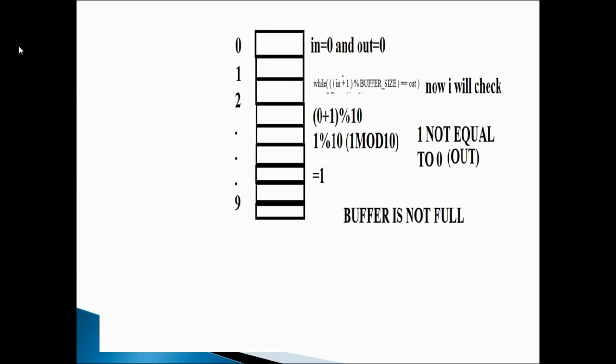See here, what is the in value? 0. 0 plus 1 modulus 10: 0 plus 1 is 1, and 1 modulus 10 is equal to 1. So 1 is not equal to out. What is the out value here? 0. So 1 is not equal to 0. That's why my buffer is not full, which means I can still produce. Understood, guys?